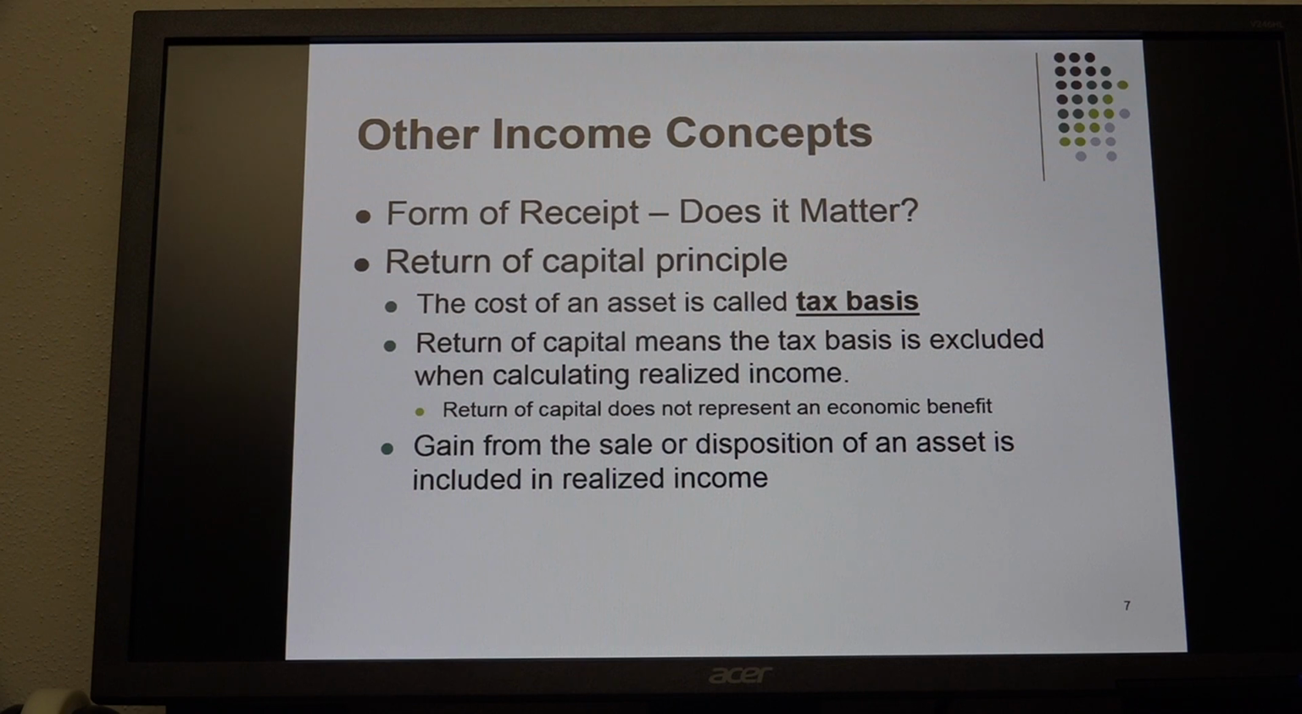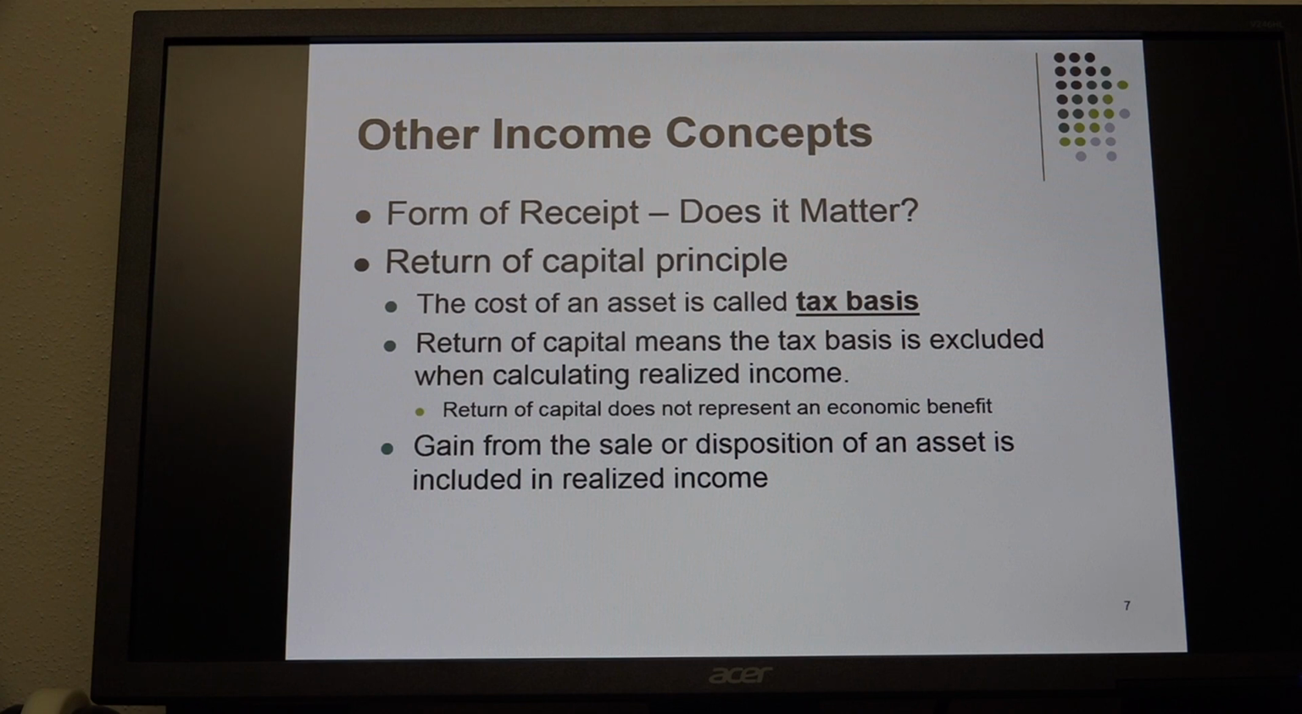Let's talk about the return of capital principle. What happens when you sell property? And property falls under two categories. It could be real property, it could be personal property. Real property is real estate, dirt, buildings, dirt with a building on it. Could be any of those. If it's not that, then it's personal property.